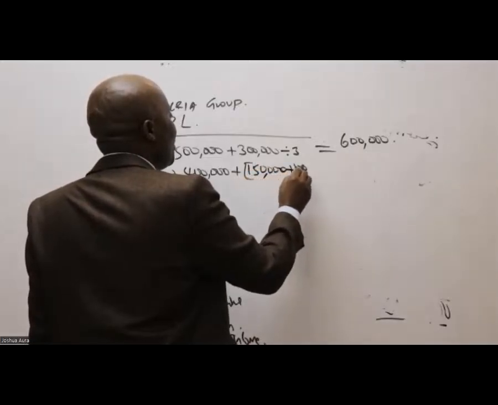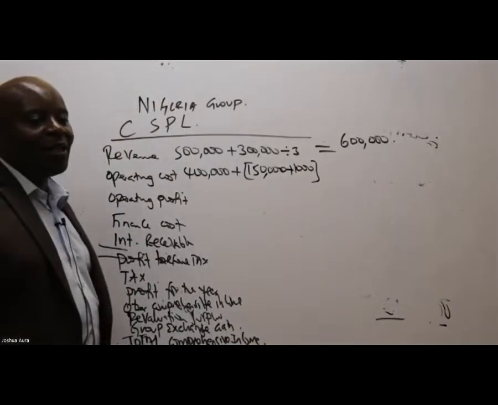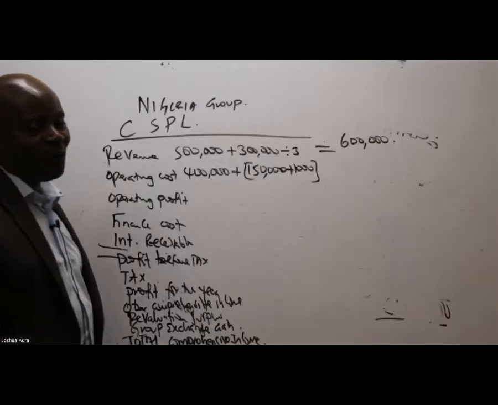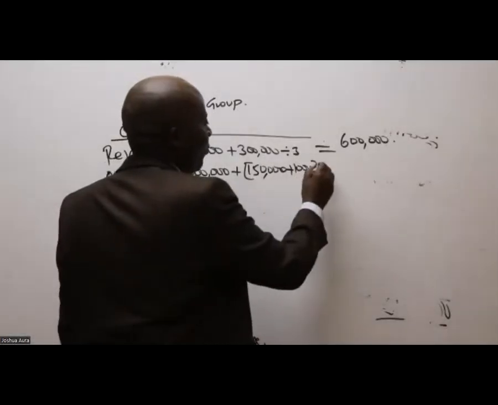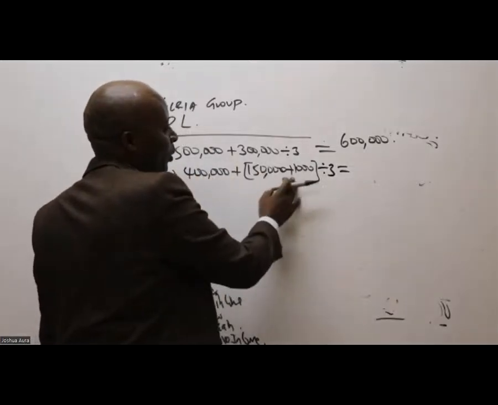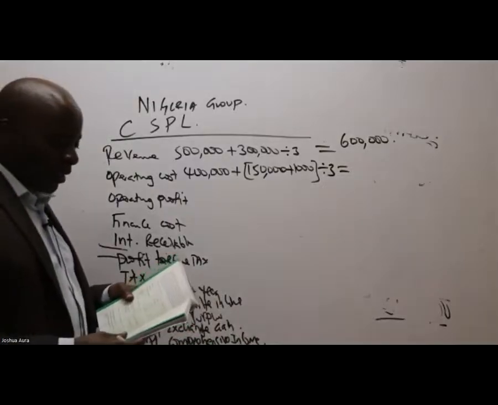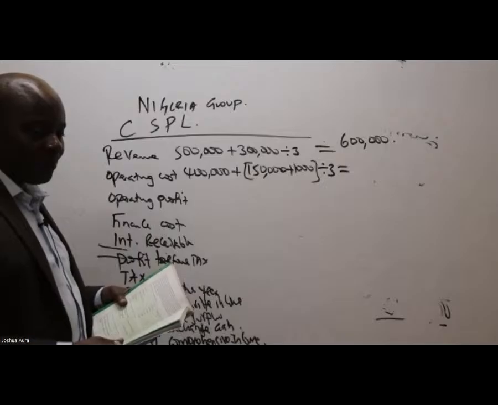But remember, there is another operational cost that so many people will forget. There was an additional depreciation which came because of your fair value adjustment. That automatically will go to the operations. So these two are in DNs. They have to be divided by 3. So please take 400,000 plus 151,000 divided by 3. Give me a figure to write there.